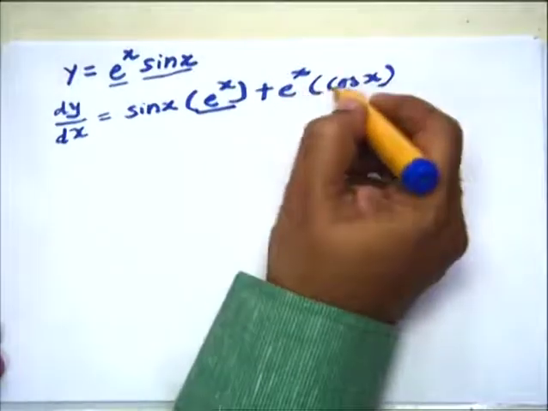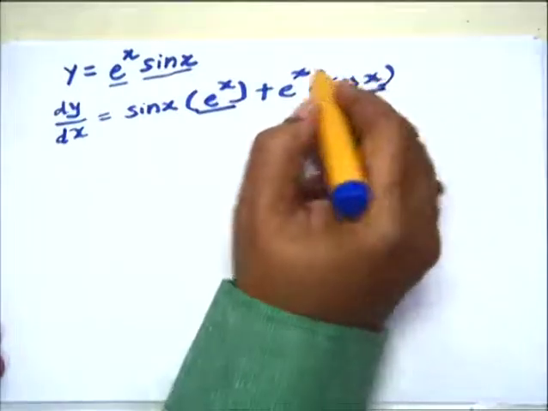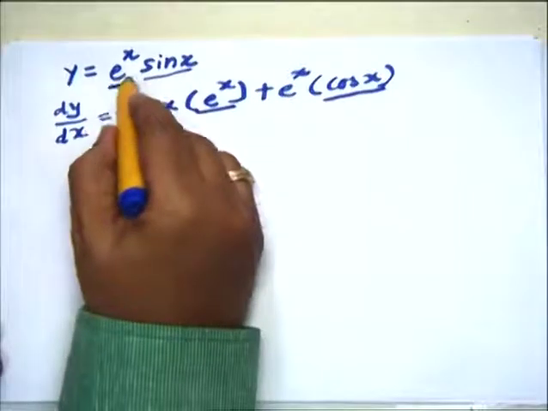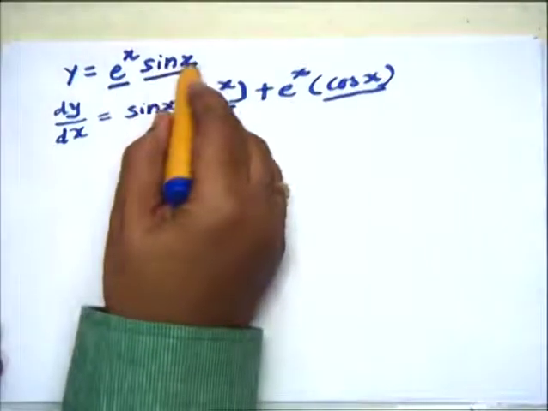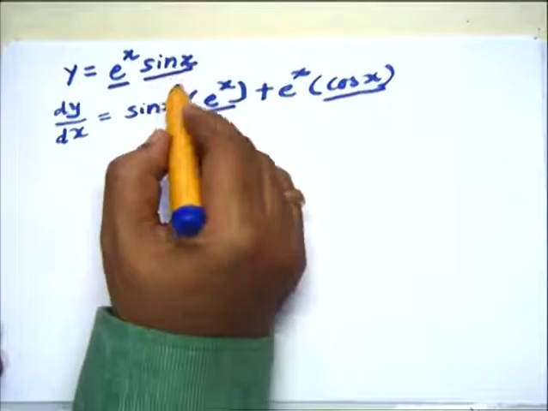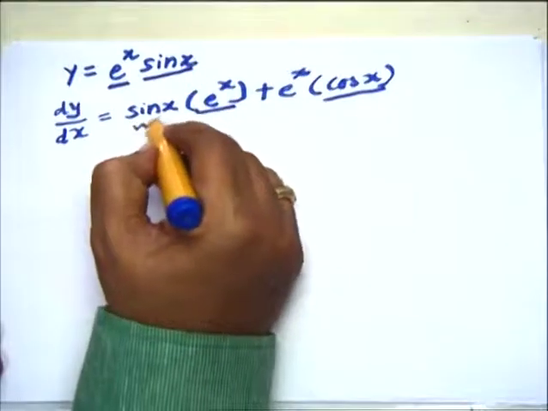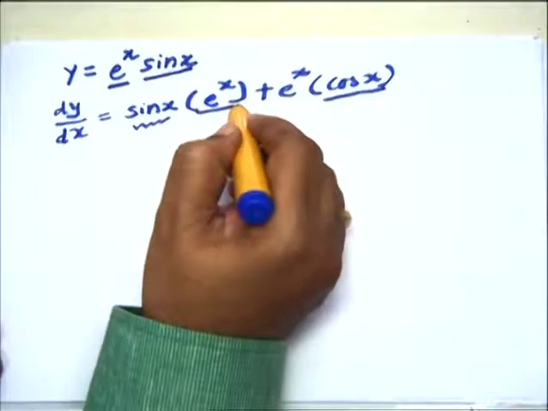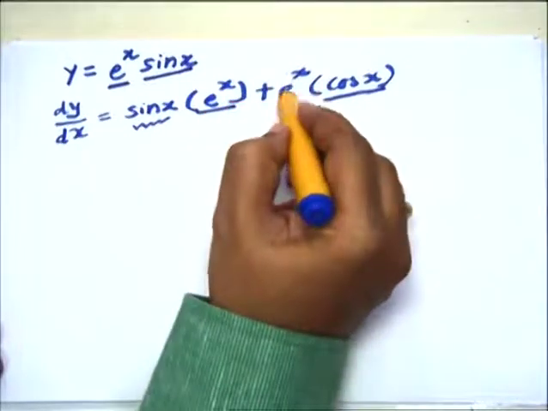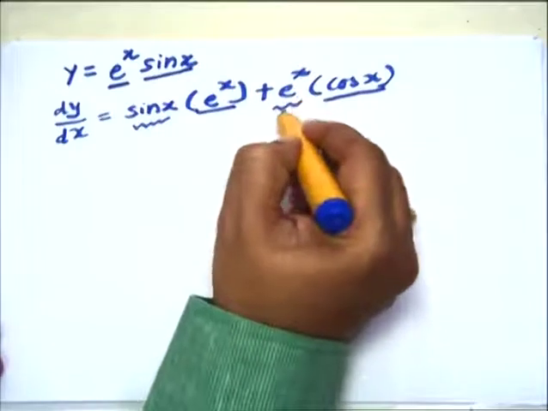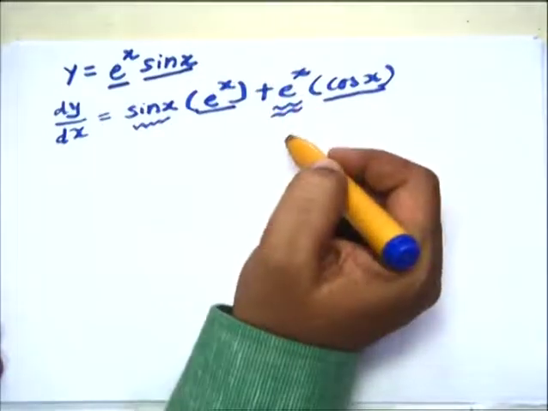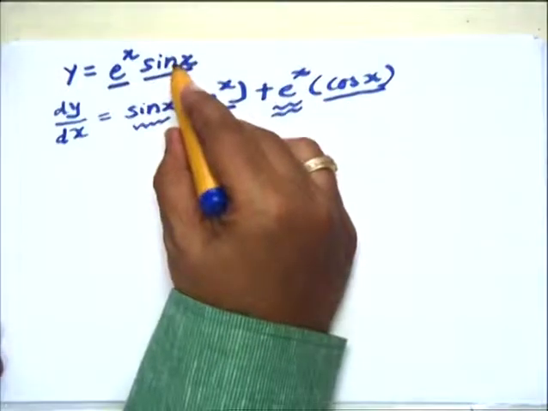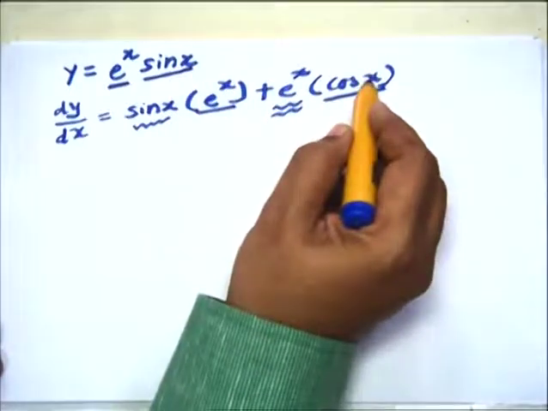So what exactly have we done? We have used product rule. One function is e raised to x, second function is sin x. The second function we have kept as it is, into derivative of first function, e raised to x, which is e raised to x. The first function we have kept as it is, and we have differentiated the second function, sin x, with respect to x, which is cos x.